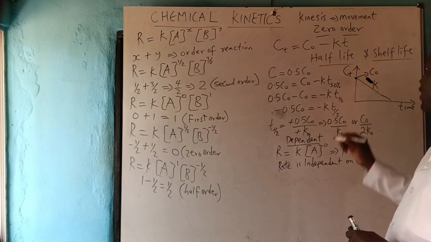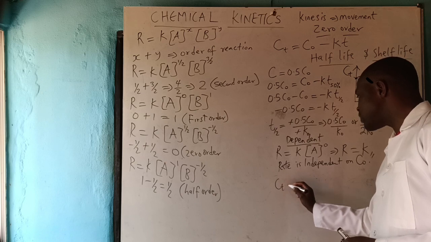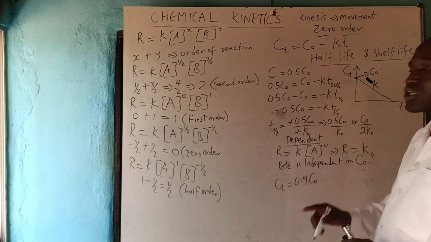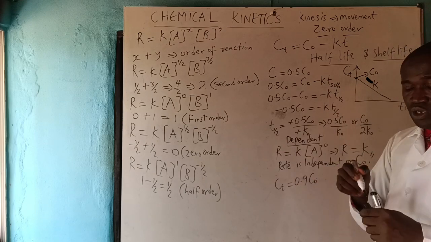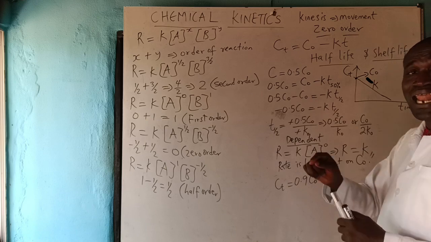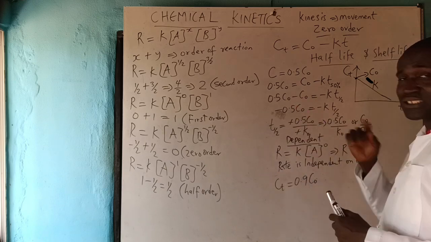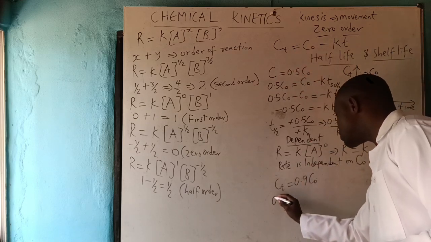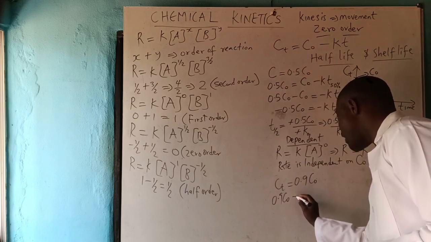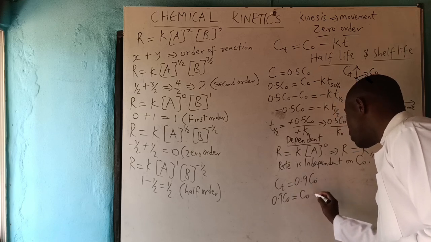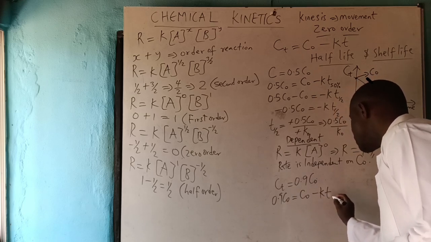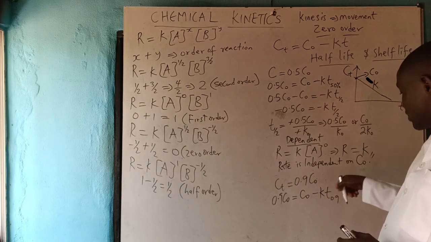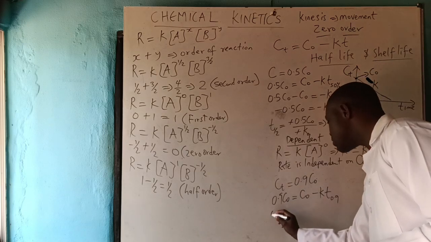We said for the shelf life, it means that Ct is equal to 0.9 C0, because 10% has been lost, remaining 90%, and 90% means 90 over 100, that is 0.9 C0. Okay, and so you bring it to this zero order equation. 0.9 C0 equals C0 minus k t0.9. This t0.9 is telling you about the shelf life. This goes here.